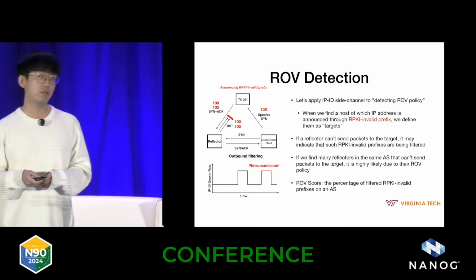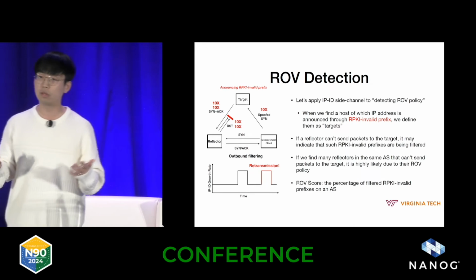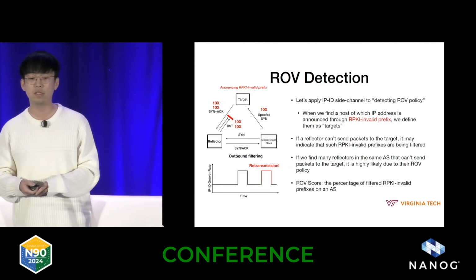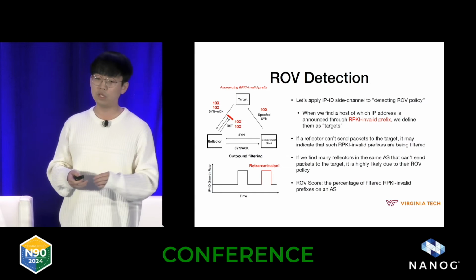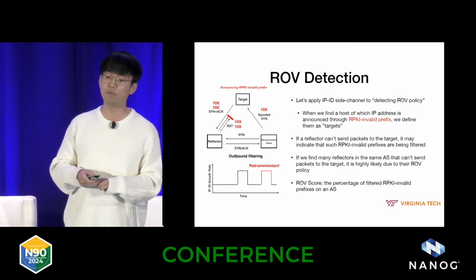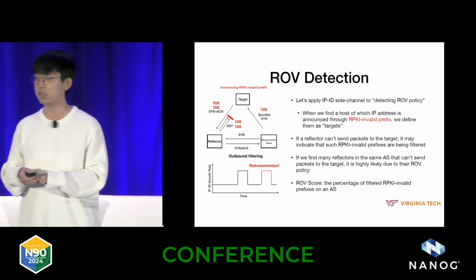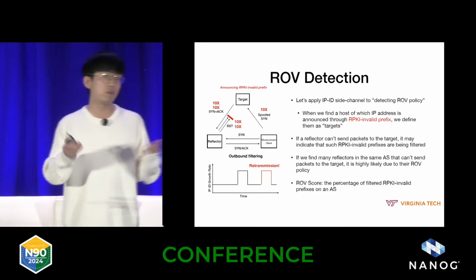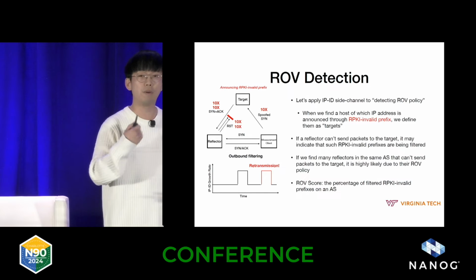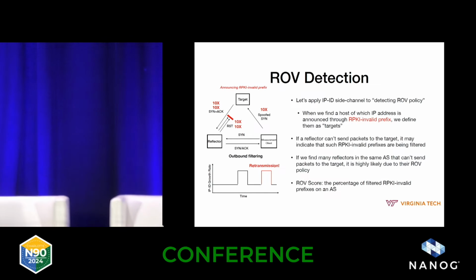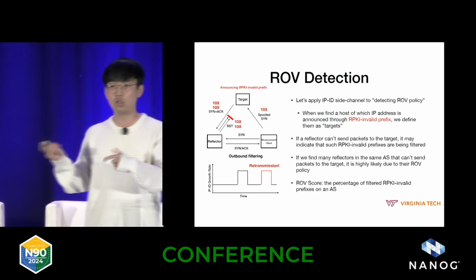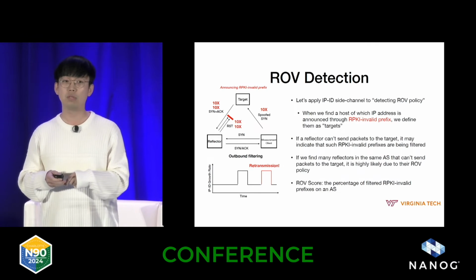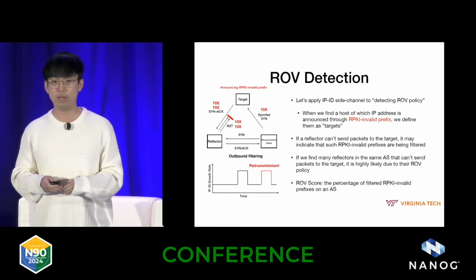By testing with multiple targets, like 20 or 25 targets, we calculate the ROV score, which is the percentage of filtered RPKI-invalid prefixes on an AS. If the ROV score is 100%, it means from our measurement perspective, the AS cannot send any packets to those RPKI-invalid prefixes, which means they might deploy ROV.